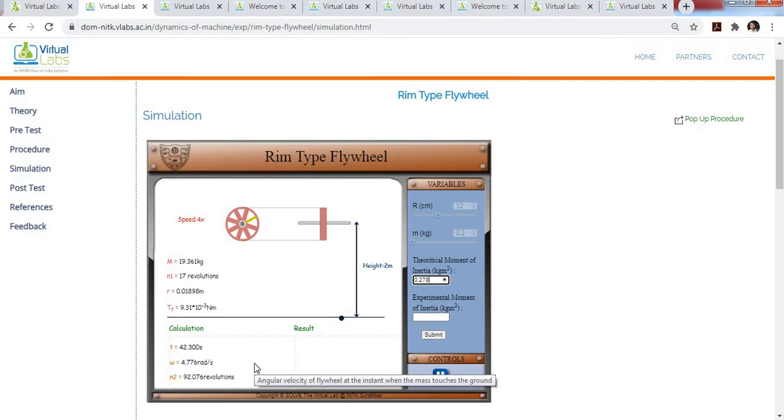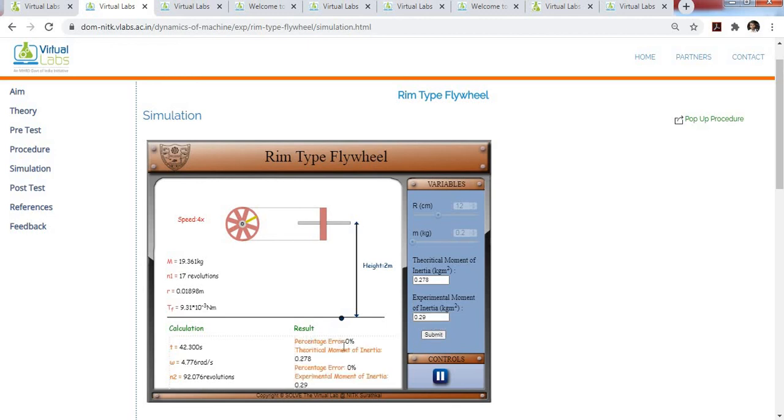The r value is 0.01898 meter, divided by 1 plus n1 by n2. N1 is 17 revolutions, n2 is 92.076 revolutions. You can substitute those values. I equal to m 2gh by omega square minus r square, divided by 1 plus n1 by n2. You can get that value, around 0.29. You have to enter that value in that box and click submit.